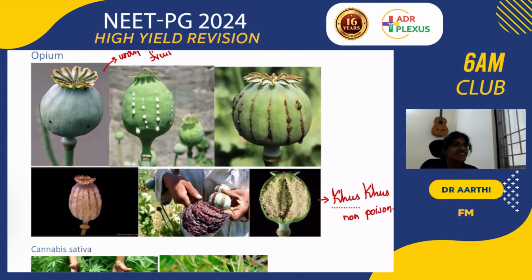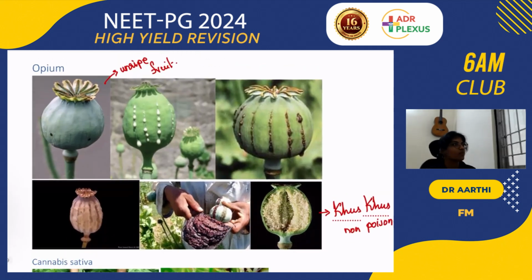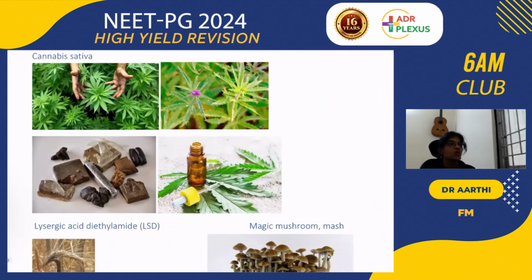Okay, khus khus. If they give you something like sand, yes, what we are talking about is Papaver somniferum. Yes, opium is Papaver somniferum. Very good. Okay, then this is cannabis. Again, look at the leaf of cannabis so that you can identify it.